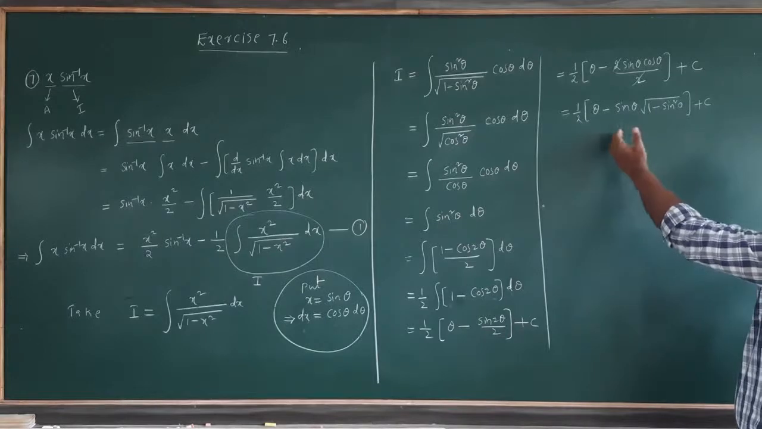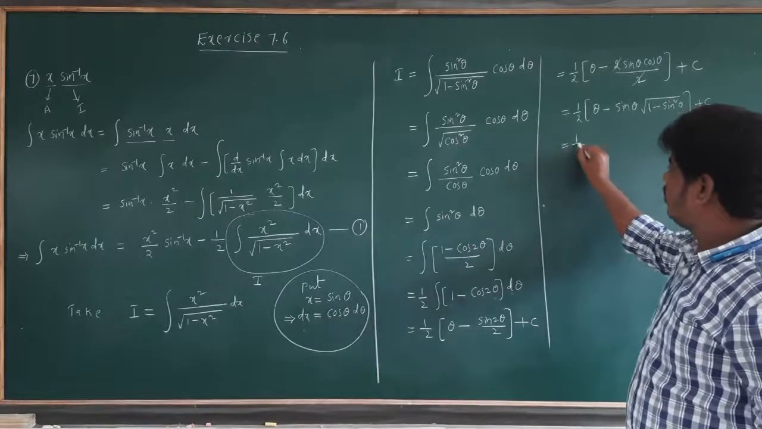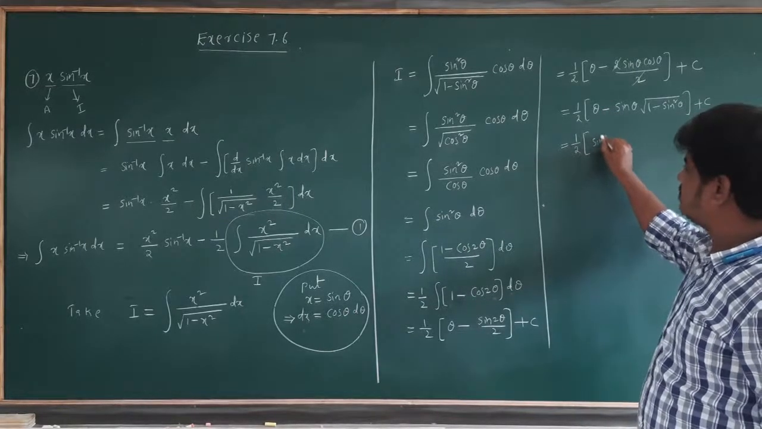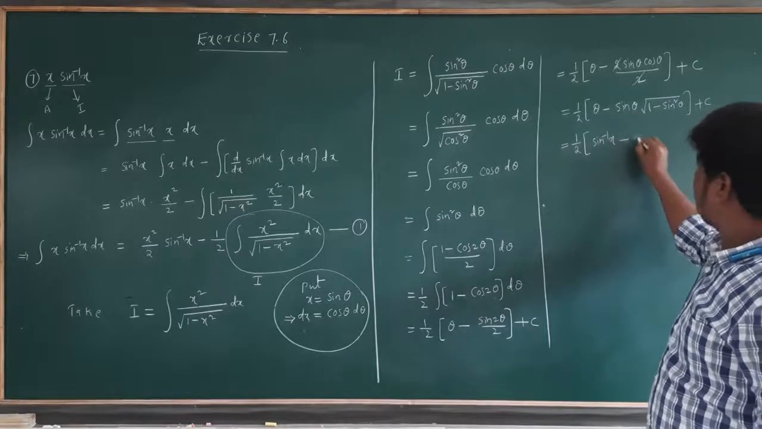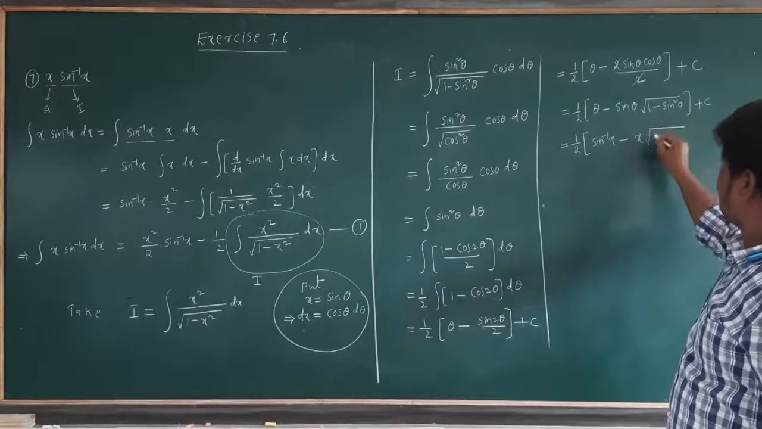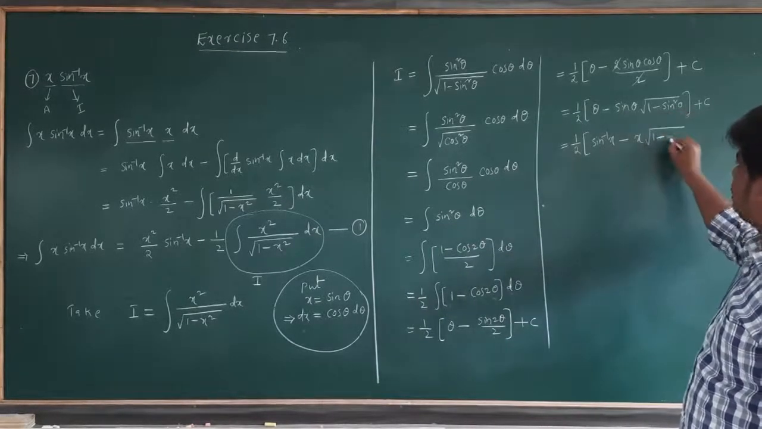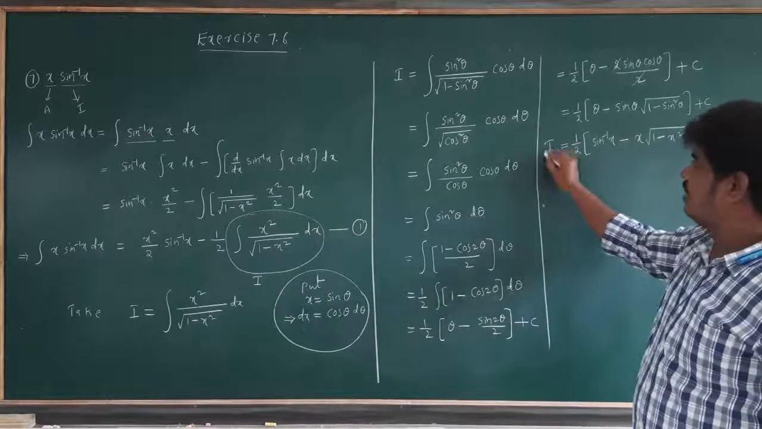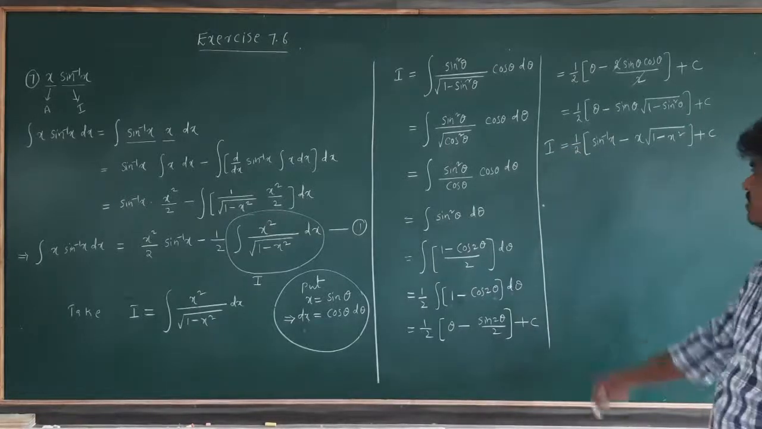Okay, we have to convert in terms of x. Theta means sin inverse x. So what is it? 1 by 2 into theta, which means sin inverse x, minus sin theta, which means x root over 1 minus sin square theta, that is x root over 1 minus x square, plus c. It is the I.